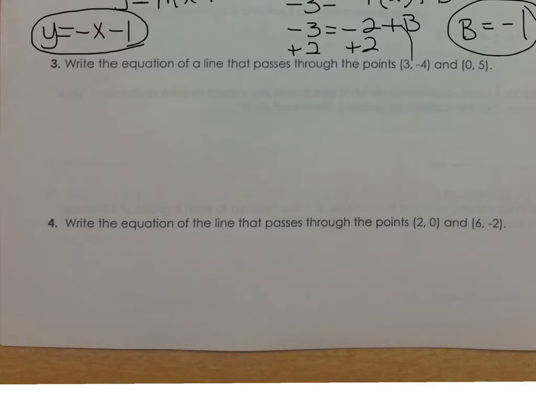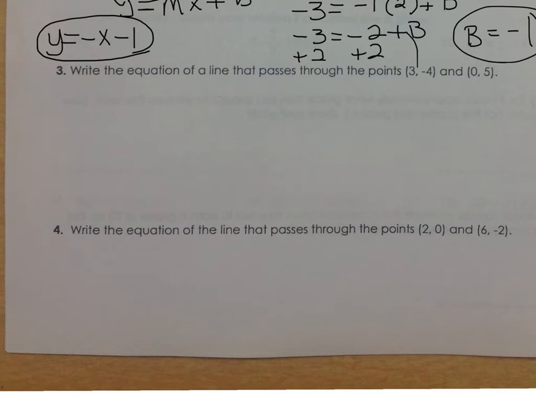On number 3, we have to write the equation of a line that passes through the points. But in this case, we don't have a slope, so we got to get a slope. So the way that we do this is we're going to use, this is x1, y1, x2, y2. And we're going to use the equation y2 minus y1 over x2 minus x1. And that'll give us our slope.